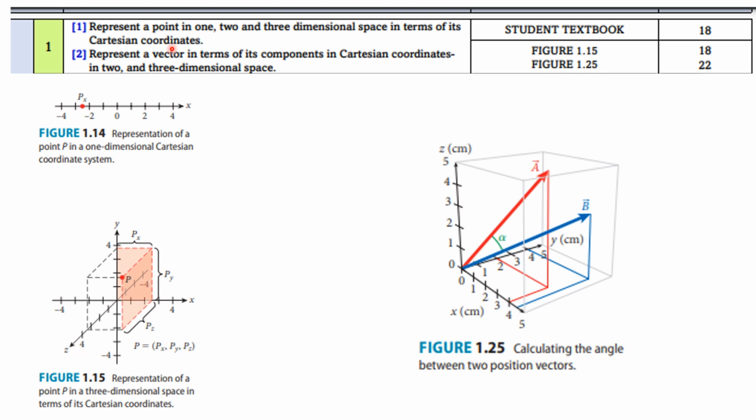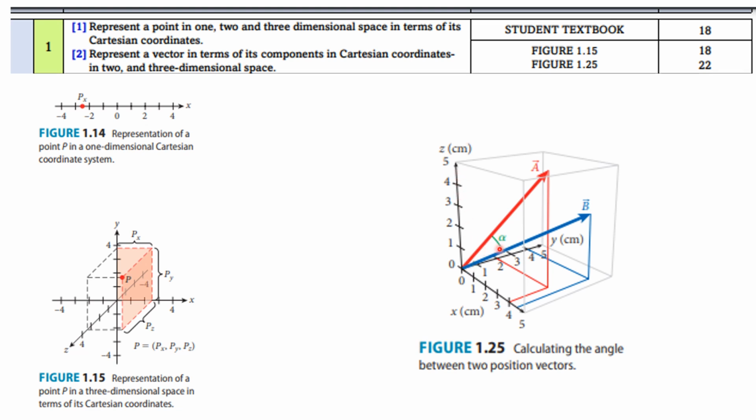We have to represent a point in 1, 2, and 3 dimensions in space in terms of its Cartesian coordinates. So of course, if we have only one x, this is an example of one dimension. Okay, it will be 1D. Here in the second picture, it's about 2 dimensions because we have only 2 axes, the x-axis and the z-axis. It could be the y-axis.